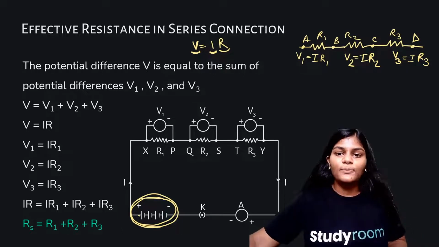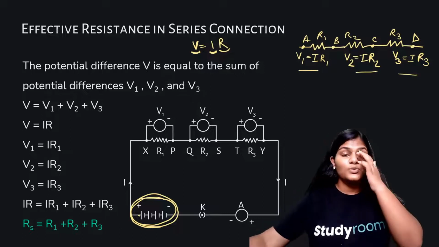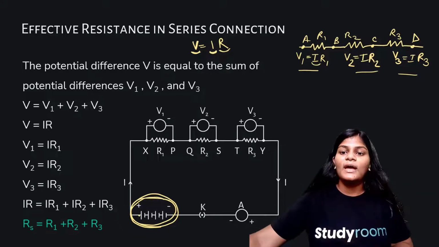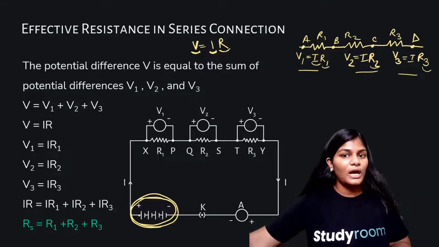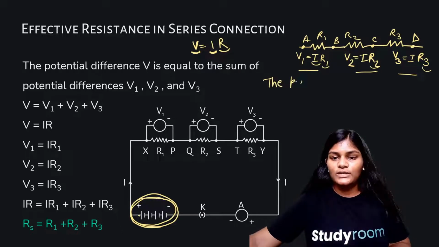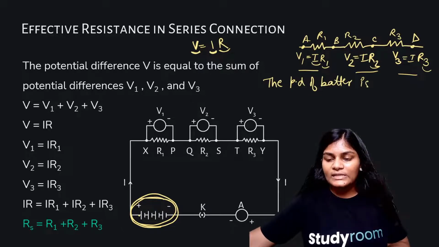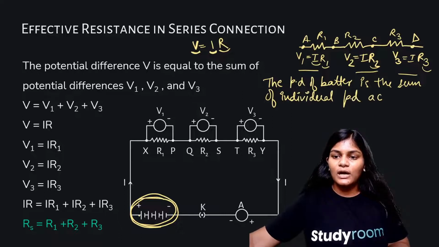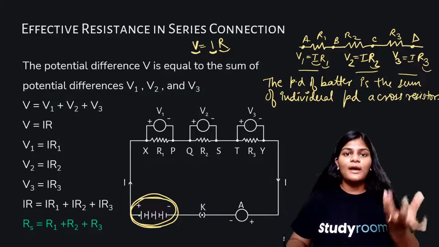So we have here broken down V1, V2 and V3 using Ohm's law, V equal to IR, and using the concept that I is constant in all, and obviously the resistances are R1, R2 and R3. Now we say that the potential difference of the battery is the sum of the individual potential differences across the resistors.